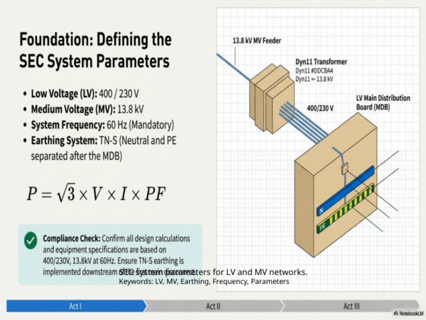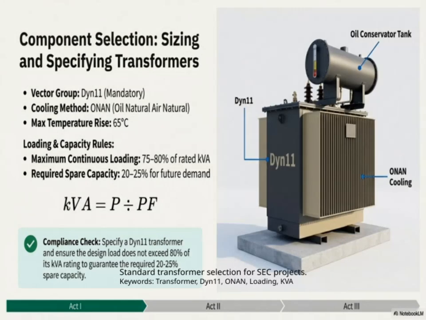Overall, understanding these parameters, especially earthing and frequency, is essential for designing and operating safe, reliable, and efficient power distribution networks. These details form the foundation of system stability and safety, which ties directly into the overall theme of system security and performance. When selecting a transformer for SEC projects, it's important to follow a standard approach to ensure reliability and efficiency. One common choice is the DYN11 transformer, which is quite popular in these applications.